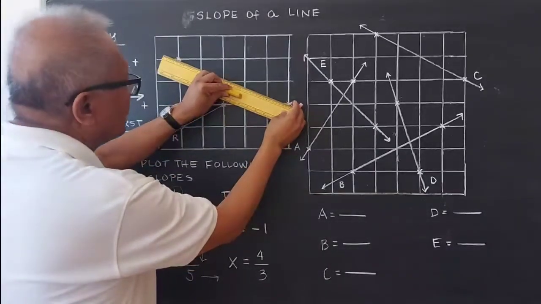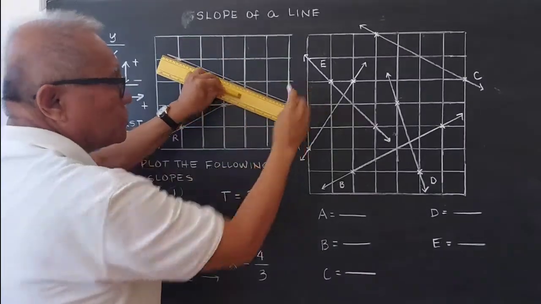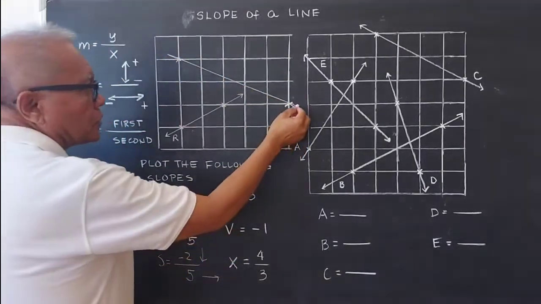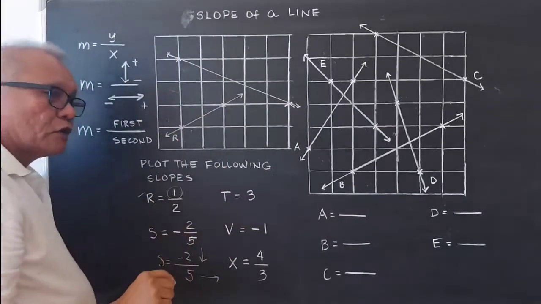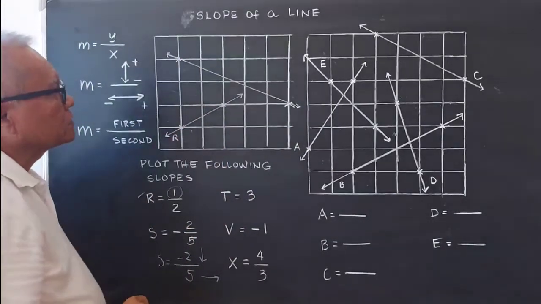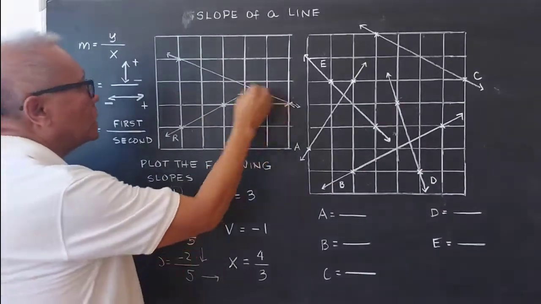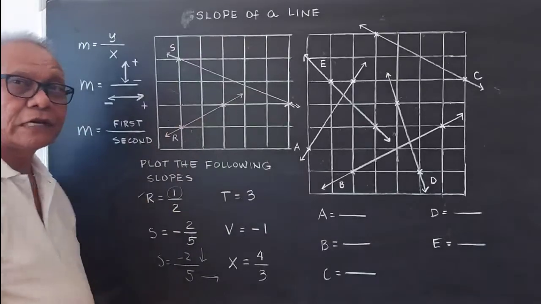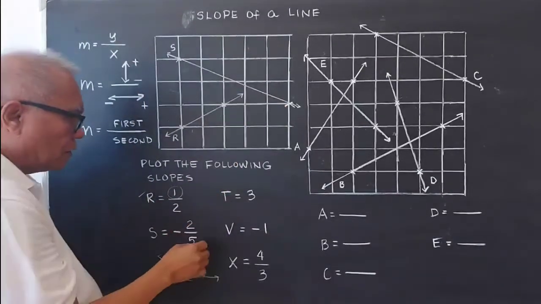So here, always use your straight edge. When you draw a line, make sure that you are plotting it or drawing it with a straight edge or ruler. Okay, so that is our line S, and that is the slope, right T.